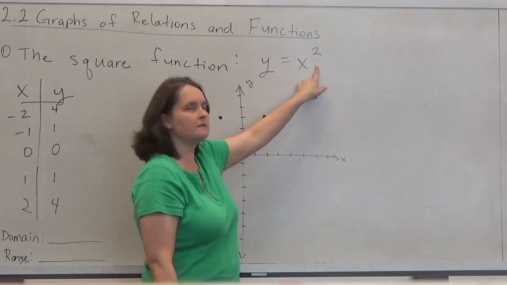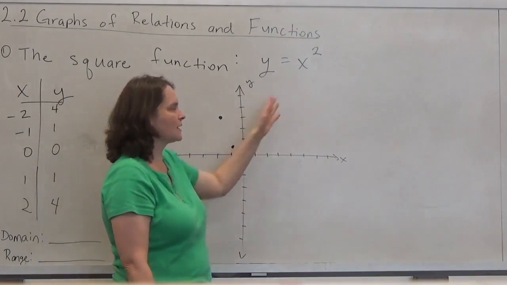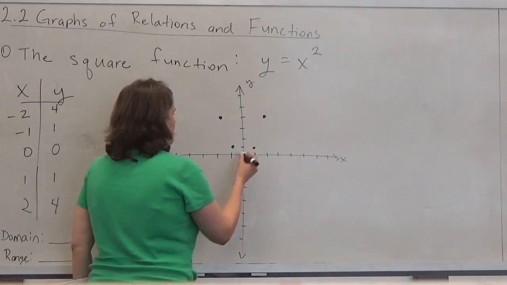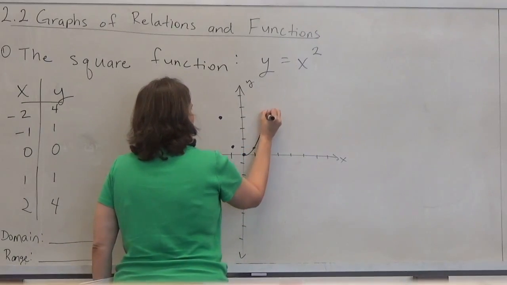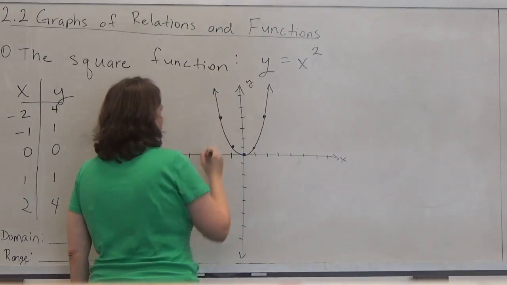All right, so with that information, when I go to connect the dots, I need to take into account what type of graph I am expecting to see. And this is going to be a curved shape. And we get this parabola that's centered at the origin, and it opens up.